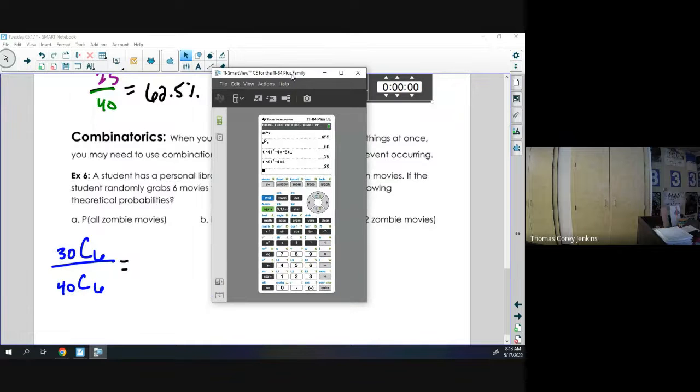So here is how that would look in your calculator. You'll type in your 30 first, and then you go into math, and everything's under probability. We would want nCr here, and then 6. So that's my numerator. I'm going to arrow out, hit divided by, and then my denominator is 40 C6.